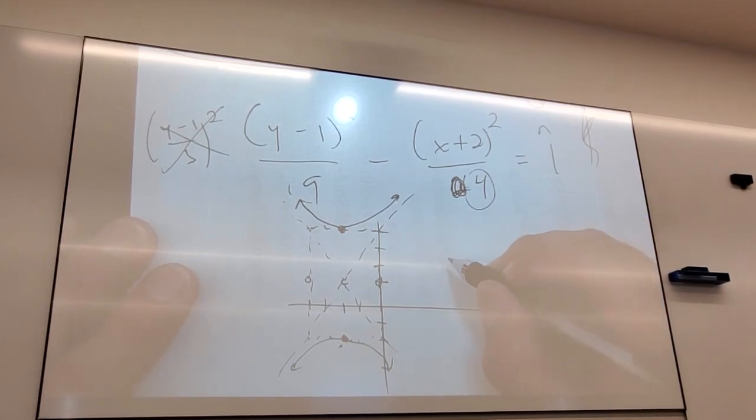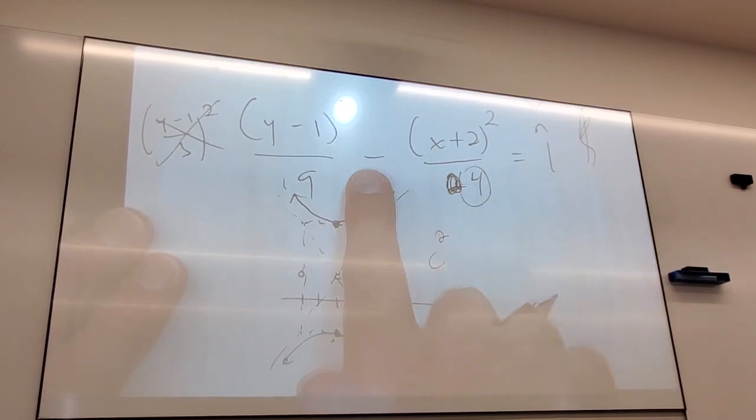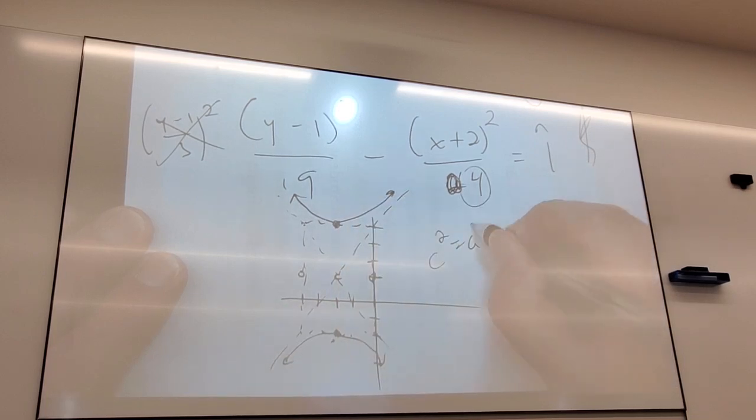The foci I'm not going to worry too much about, but here's the nifty thing. For an ellipse, it was c squared equals a squared minus b squared. For a hyperbola, it's c squared equals a squared plus b squared.